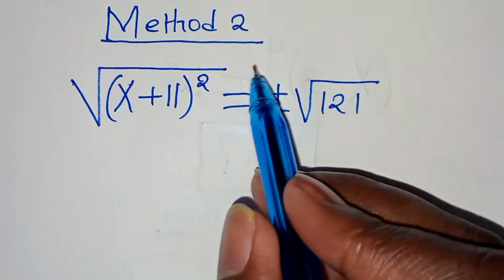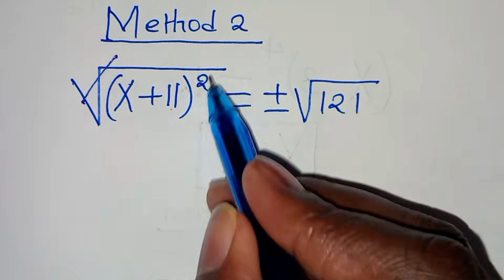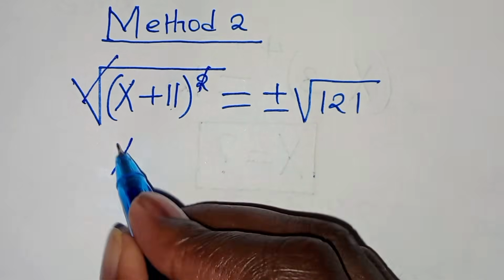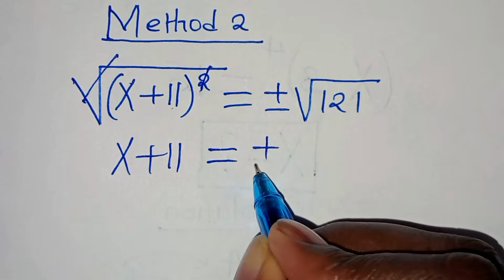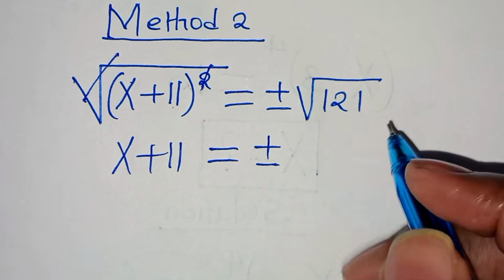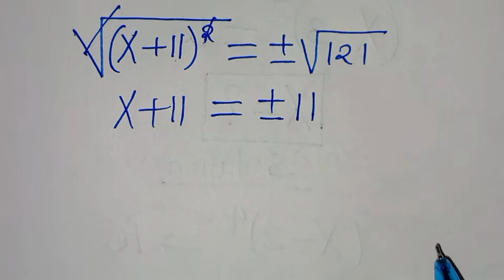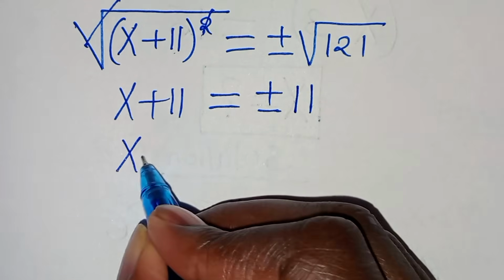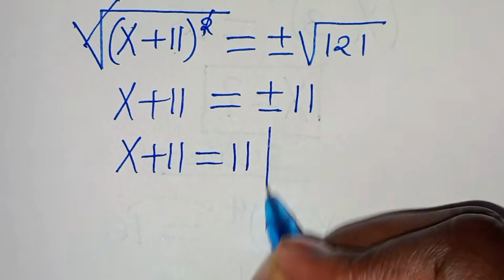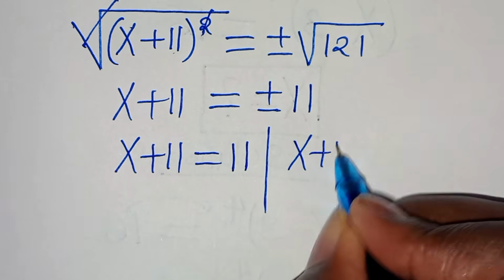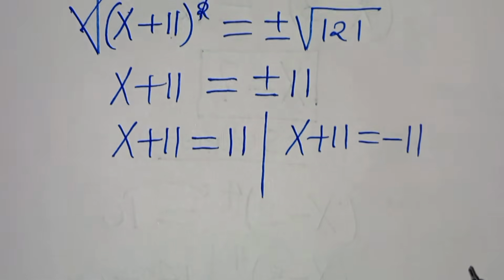So we have the square root of (x plus 11) to the power of 2. We can eliminate the square root sign. So this is x plus 11. This is equal to plus or minus the square root of 121, and this is equal to 11. So this means that we have x plus 11 is equal to 11, and we have x plus 11 is equal to minus 11.